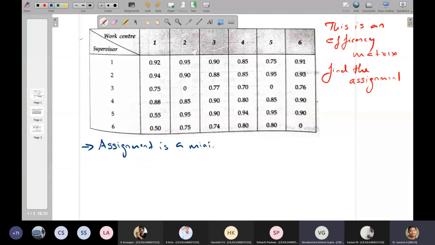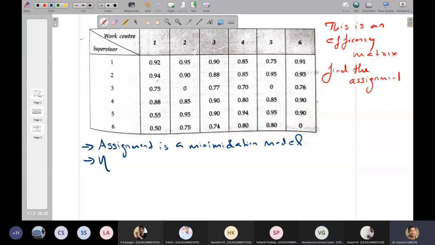Not from one. How did we do it in the transportation model? Sir, if you directly try to assign here, what will be your end result? You will assign the supervisor having the lowest efficiency to each of your work centers. If you directly try to fit this problem as an assignment model and solve, you will go the other way around. Only the lowest efficiency will be ended up with.